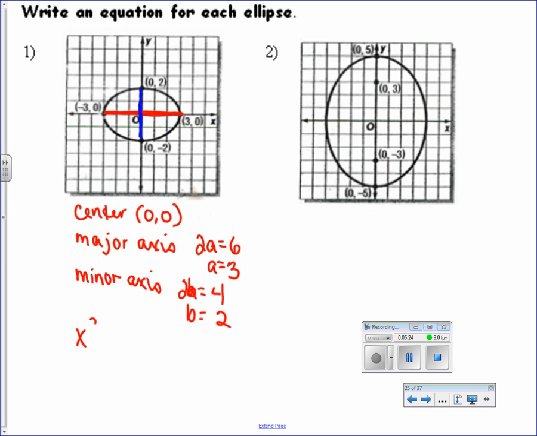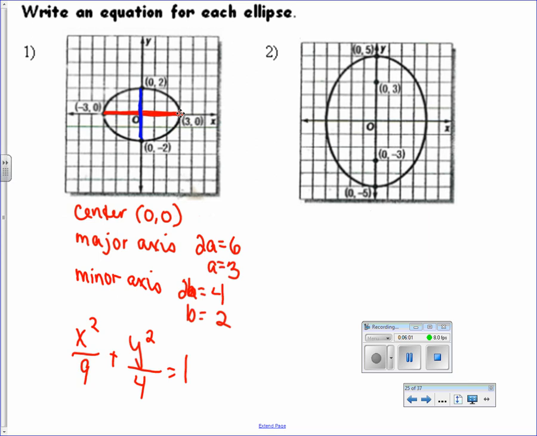No. So we can just say x squared over, now, take your a value and square it. So my a value is going to become 9. Then I'm going to have just y squared. I could write y minus 0 quantity squared if I wanted. And then I'm going to take my b value and square it. So 2 squared, which is 4. And then that equals 1. And then there's my equation, and I'm done. Okay? So that's an example of a horizontal ellipse.